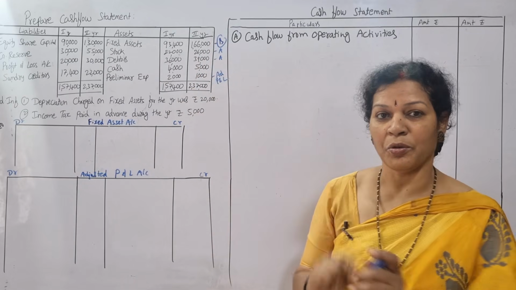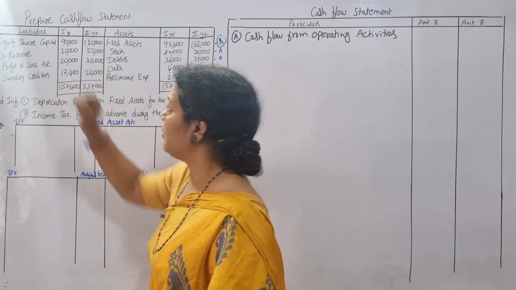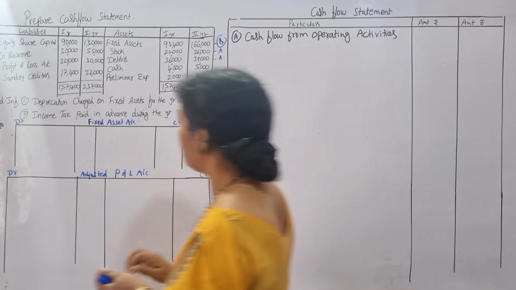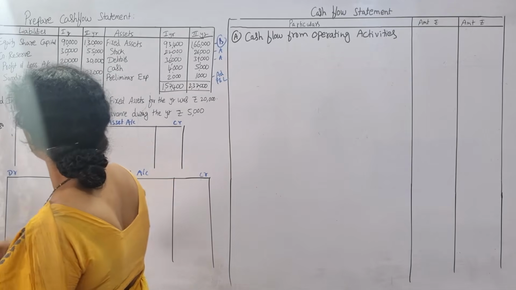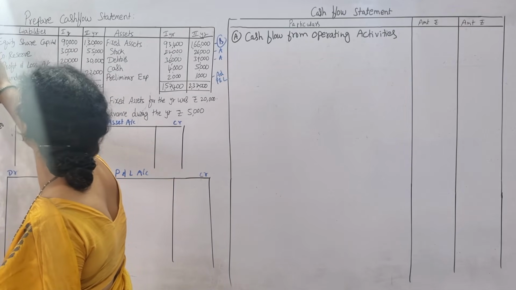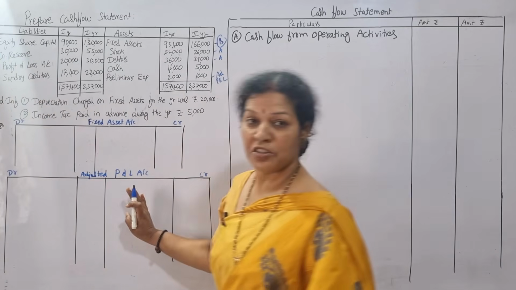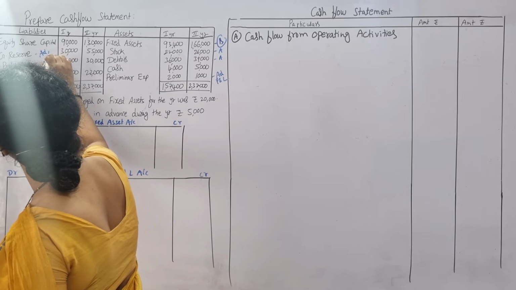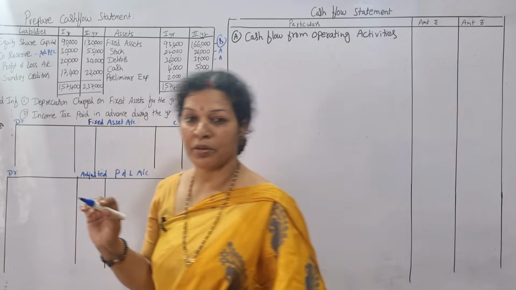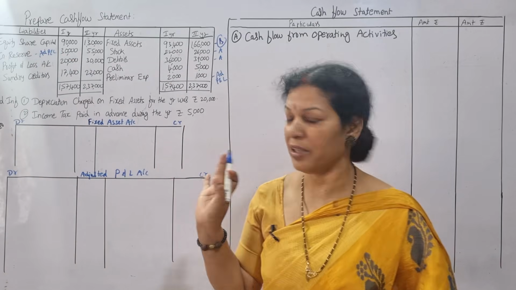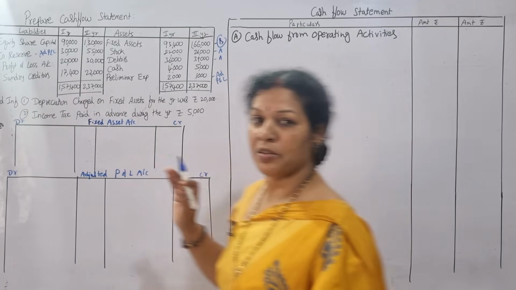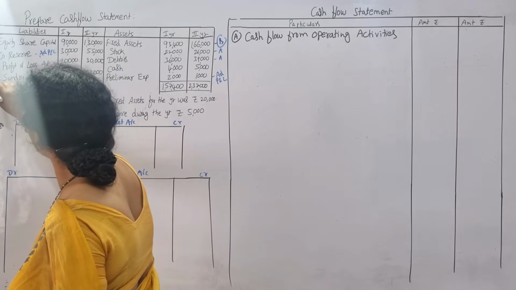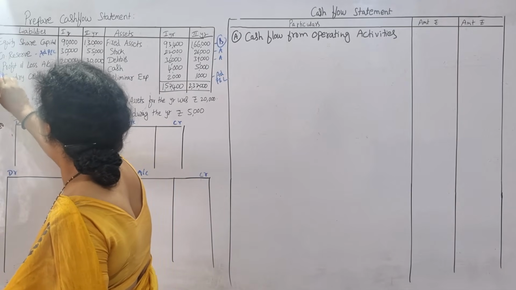Now go to the liability side. Equity share capital comes under cash flow from financing activities, so this is C. General reserve goes to the adjusted P&L account, so shall I write it there? Profit and loss account, adjusted P&L account, opening and closing balances. Sundry creditors come under operating activities, so A. Current assets and current liabilities are always A.